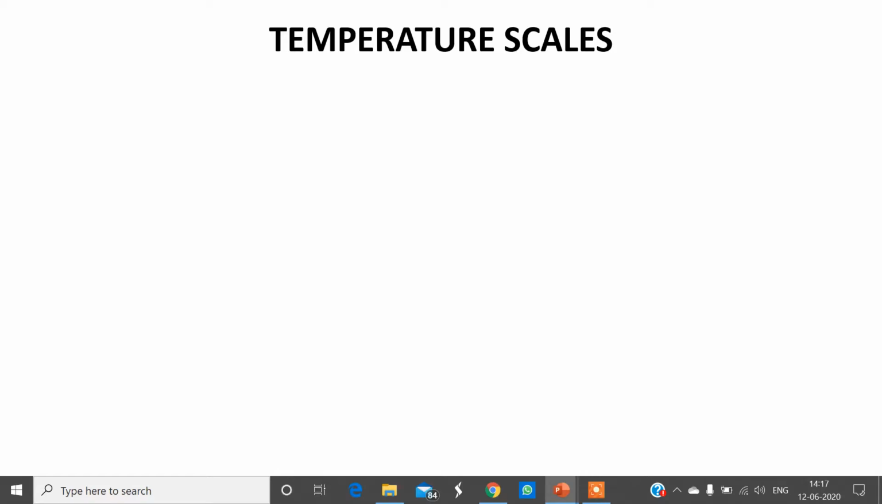I have already explained in the zeroth law of thermodynamics how the thermometer was invented. The freezing point of water is taken as 0 degree Celsius and the boiling point of water is taken as 100 degree Celsius. The difference between 0 and 100 is 100, and the total scale is divided into 100 parts, and each part represents 1 degree Celsius.